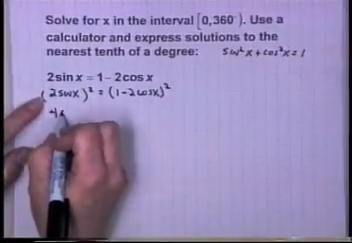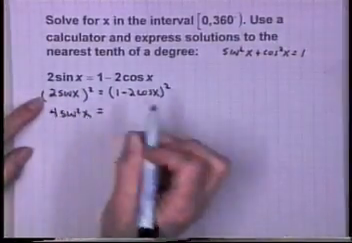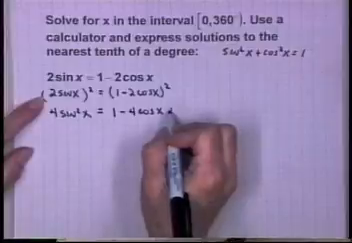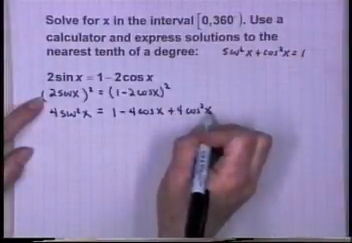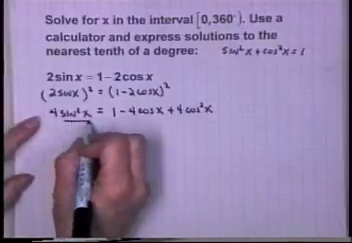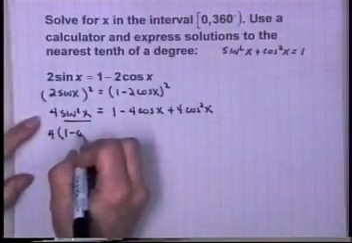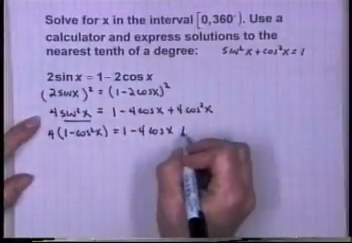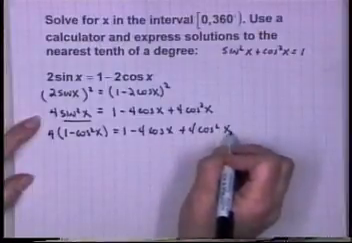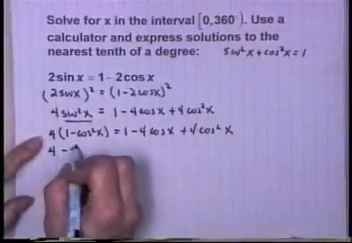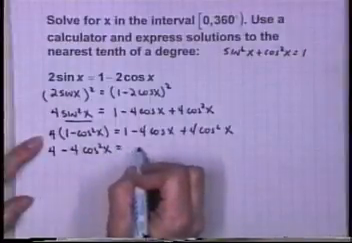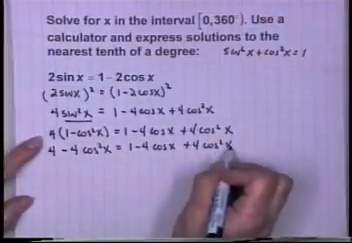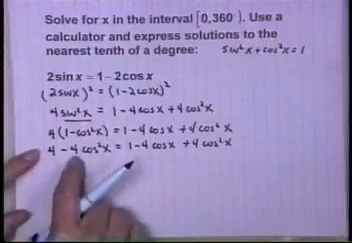So here I'll get 4 sine squared x. Again, notice you're squaring a binomial here. 1 minus 4 cosine x plus 4 cosine squared x. Now I'm going to replace this sine squared right here with 1 minus cosine squared x. I'm just recopying this right hand side over here. Let's distribute this 4. 4 minus 4 cosine squared x equals 1 minus 4 cosine x plus 4 cosine squared x. Now, notice since this is negative, I'm going to add and bring it over here.